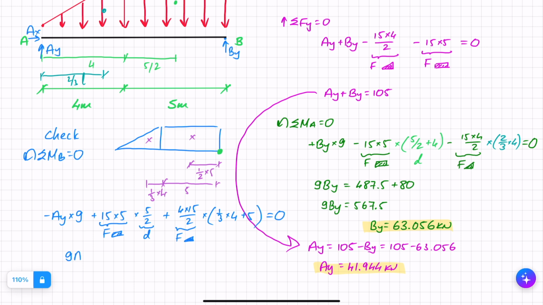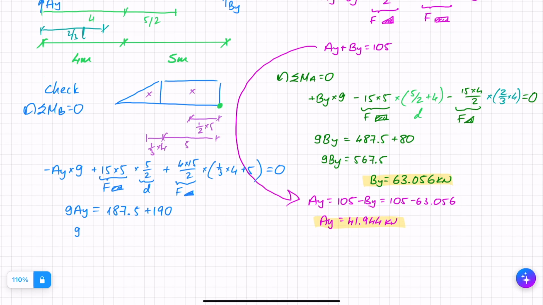So we get 9AY, if I rearrange, equals 187.5 plus 190. So 9AY equals 377.5, and AY therefore equals 41.944 kilonewtons. And that is what we got last time. So I think we can conclude that we solved this correctly.